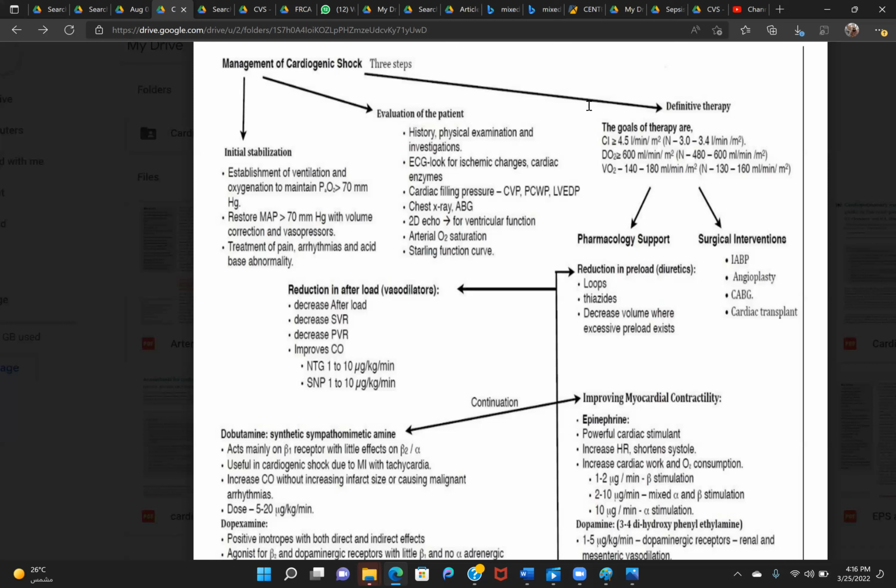Pain causes a sympathetic response. Yes, sympathetic stimulation, increased heart rate and all. And not only this, an increase in pulmonary vascular resistance, because of pulmonary hypertension. Stress will also mediate this. Arrhythmias and acid-base abnormality you have to correct. Yes, acid-base abnormality, I forgot to mention.